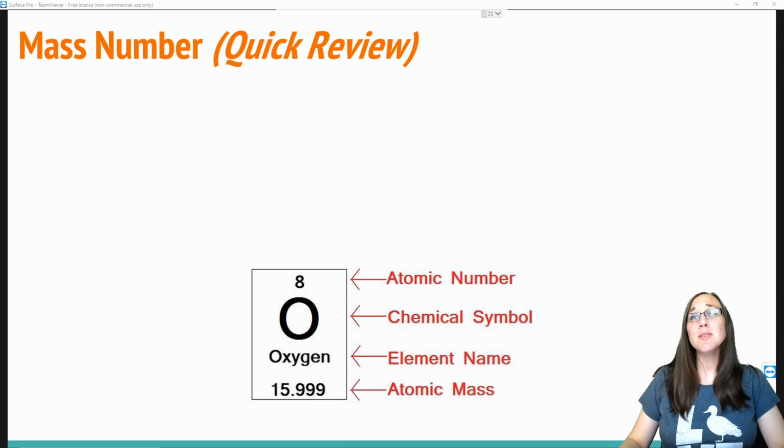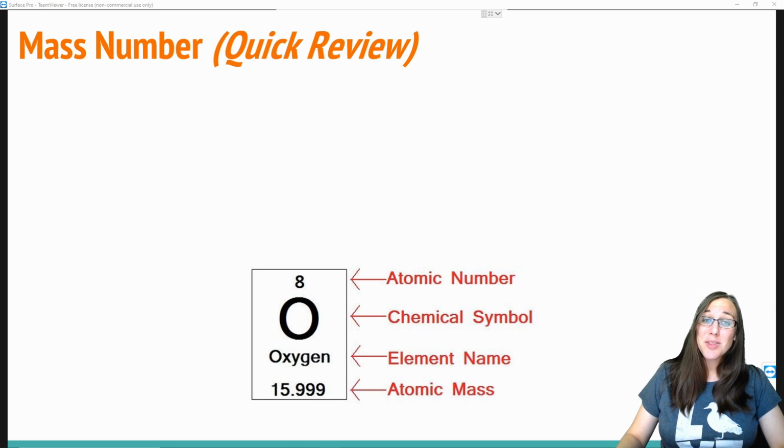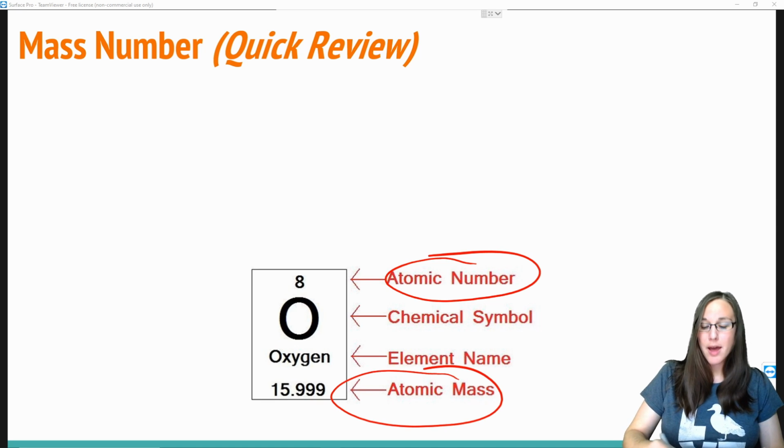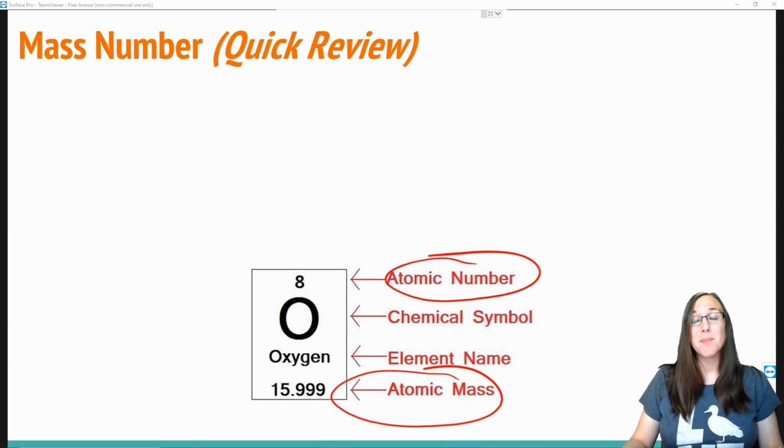So first and foremost, the mass number quick review here is that if you look on the periodic table, we have this top value that's called the atomic number. That value is equivalent to the number of protons, and in a neutral atom is also equivalent to the number of electrons. The atomic mass, however, is the bottom number, usually the one that's got a bunch of decimal points after it. That's the one that is the protons plus the neutrons.